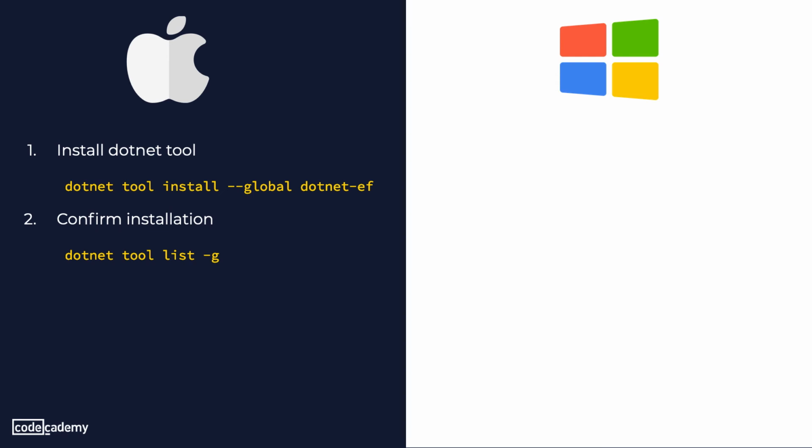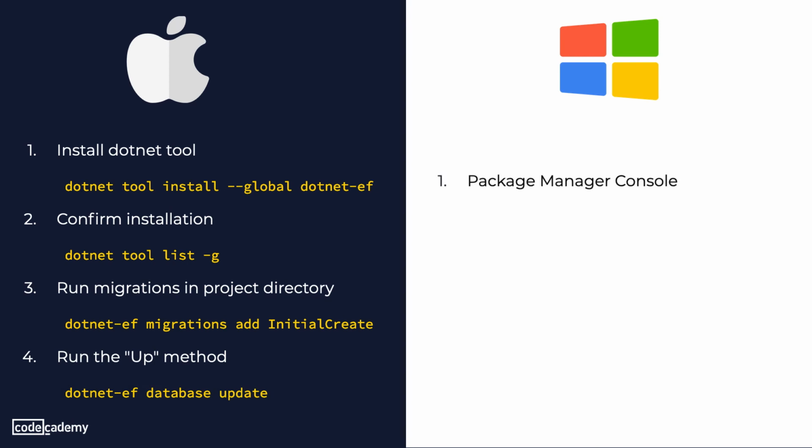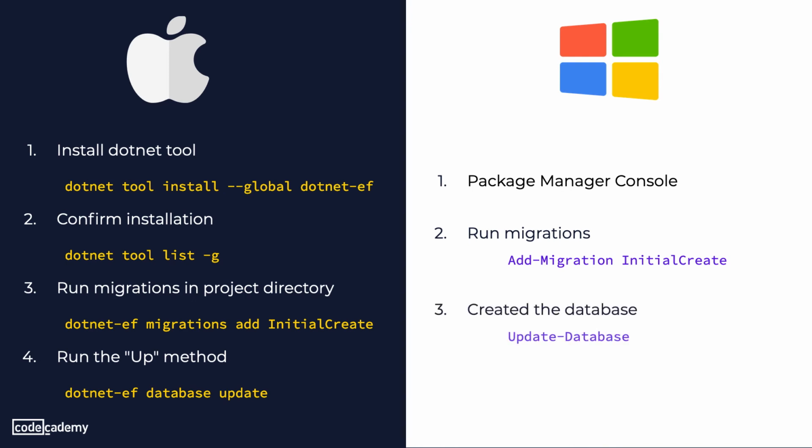Once installed, we navigated into our project directory and ran migrations using the tool. So we ran dotnet ef migrations add, followed by the name of our migration, which we named InitialCreate. Lastly, we executed the up method, which is found in the migration file, by running the command dotnet ef database update. For Windows, first thing we did is open the Package Manager Console. Once it was opened, we ran our migrations by running the command Add-Migration and the name of our migration file. And then we simply created the database by running the command Update-Database. Once all this is done, our database is set up and we can run CRUD operations on it.